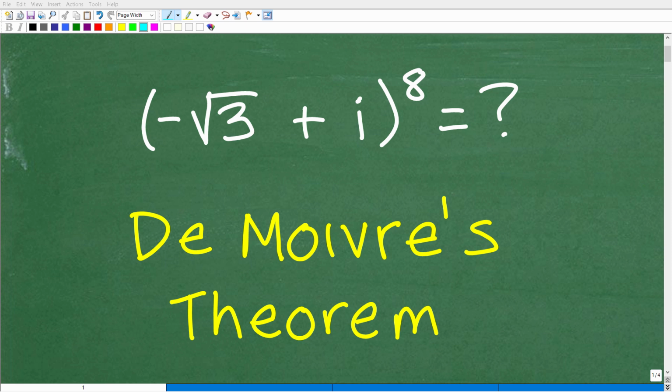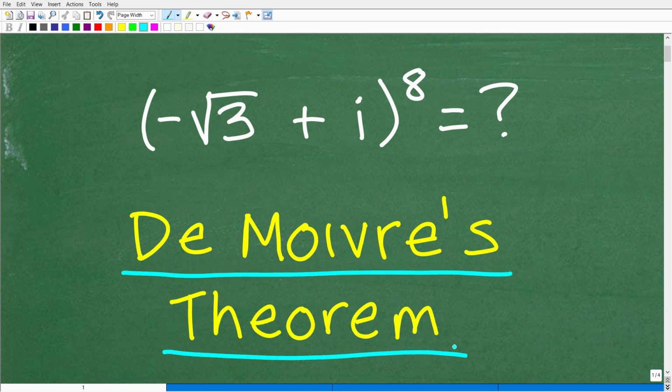Okay, so if you are studying trigonometry or some other advanced course like pre-calculus, you might be having trouble with De Moivre's theorem, and you are not alone, because this is a typical spot in those courses where students get confused, at least initially, because this is a little complex. But what I'm going to do here is show you an example of how to use De Moivre's theorem to solve a problem like this.